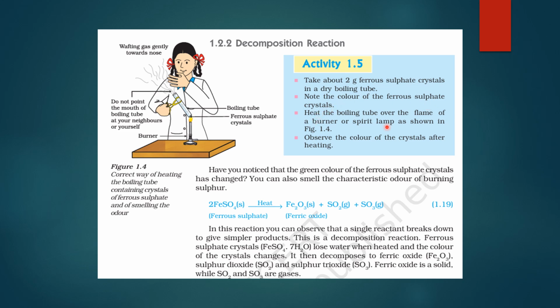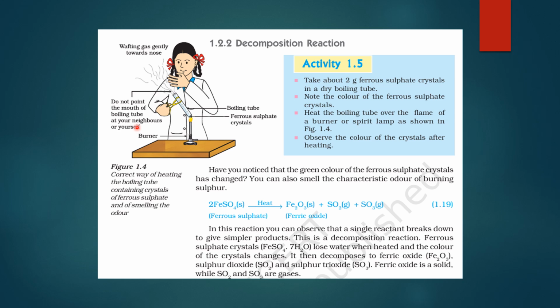Now you heat the boiling tube over the flame of a burner or a spirit lamp. As we can see in this figure, we have a spirit lamp or burner, and on that we are heating this particular material. This is the boiling tube. Ferrous sulfate crystals are in it. We have to keep in mind that the mouth of the boiling tube must not be towards us or towards our neighbor. It may harm us.